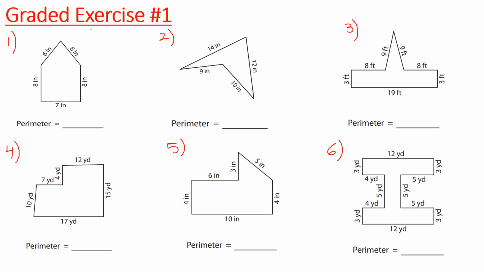So the first one is a 5-sided figure, a pentagon. The second one is a 4-sided figure, a quadrilateral. The third one has 7 sides, and so on. Find the perimeter of each. Remember, the way you find the perimeter of an object is to add up all of the side lengths. Remember, please respect the units that they have given you.